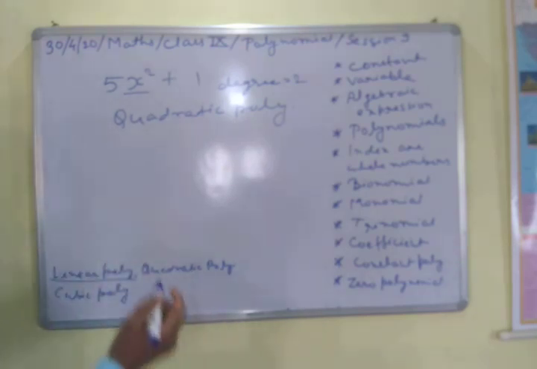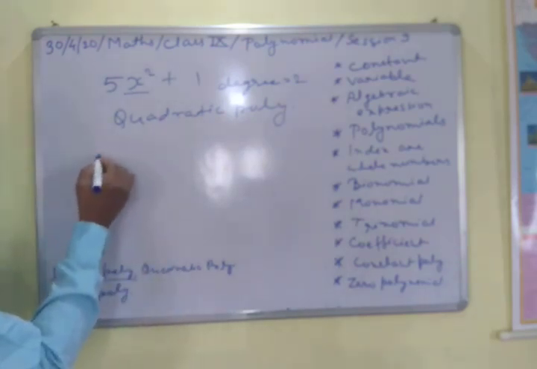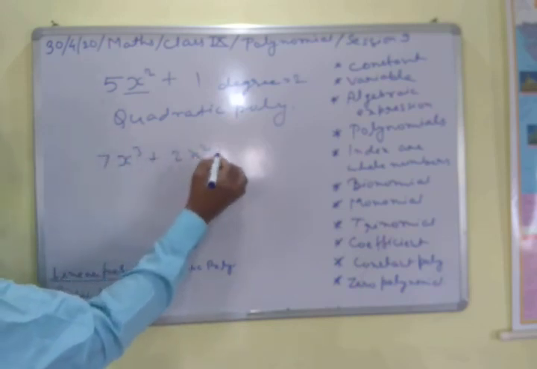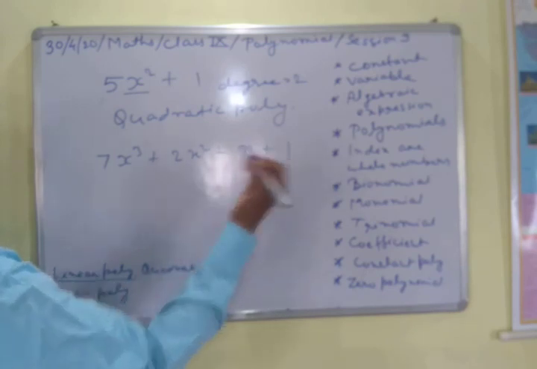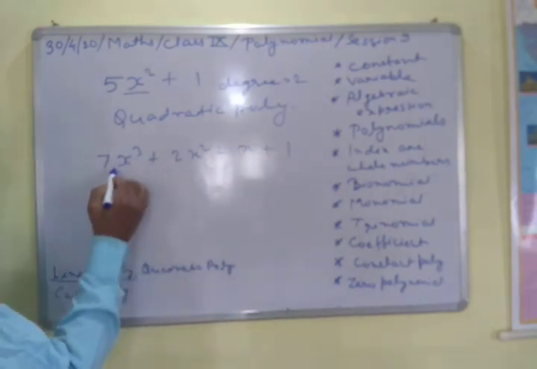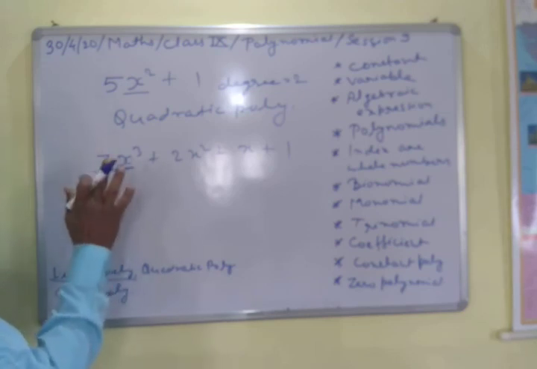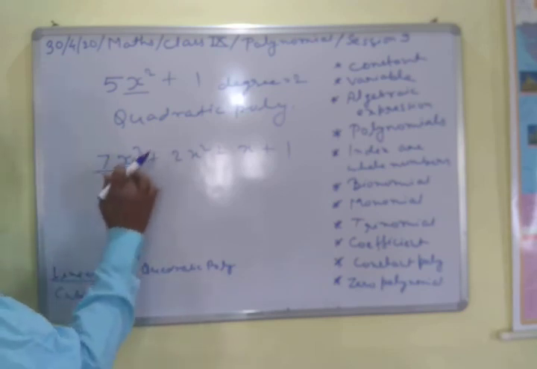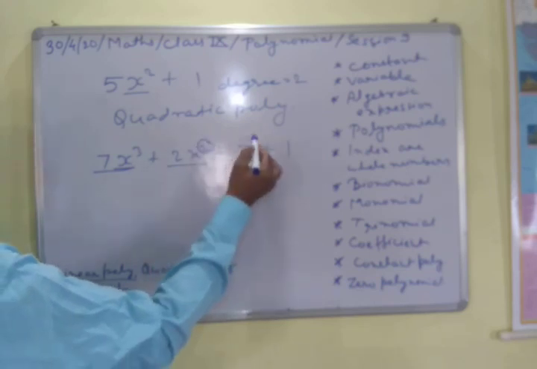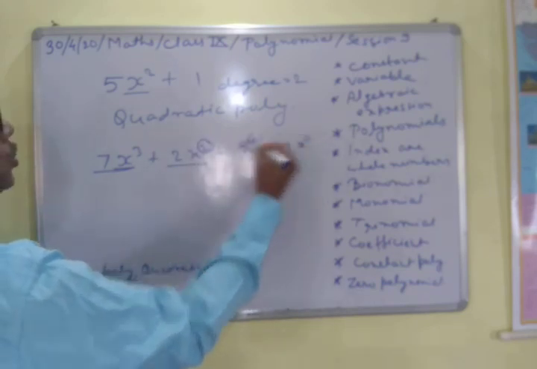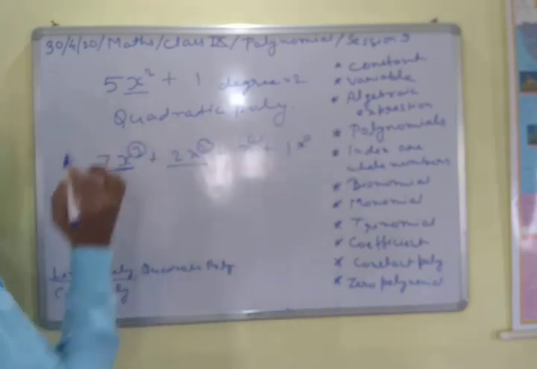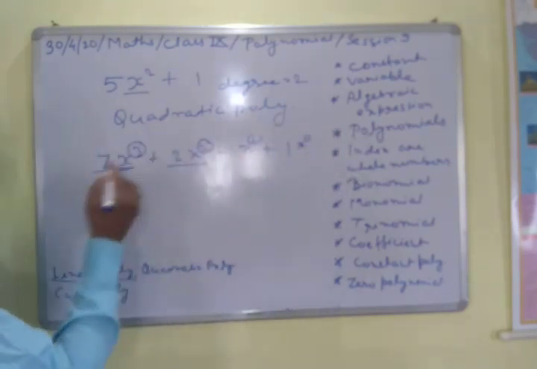Then you have the third type, the cubic. Cubic means when the power is suppose 7x cube plus 2x square plus x plus 1 suppose. So in this case, this is a polynomial, and in this term the index is 3, here the index is 2, and here index is 1, and here index is 0 in this case. So 3, 2, 1, 0. So here the highest index is 3, so degree is here 3.